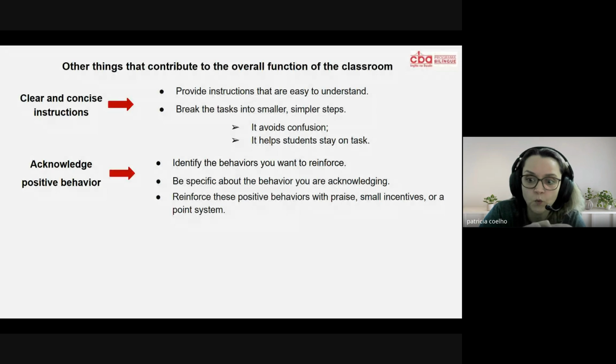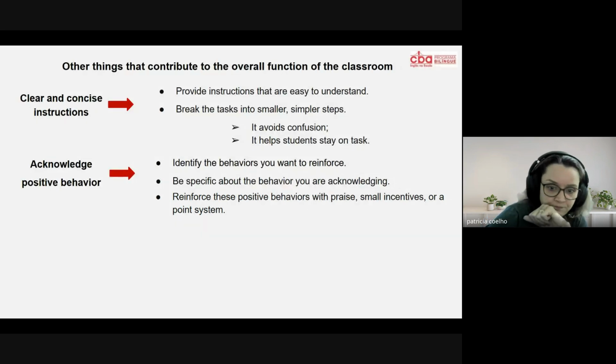Point systems work well. If you would like to use a point system, send me a message. We could talk about this later. It's very effective, but it has to be very objective and easy to control.